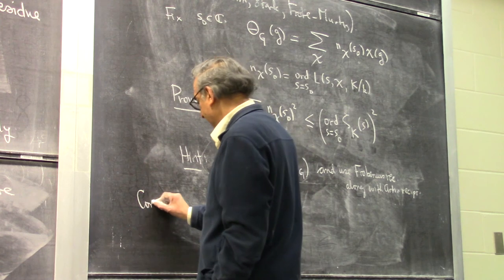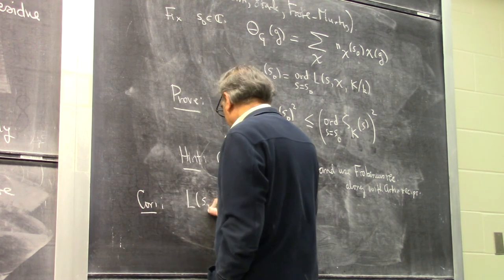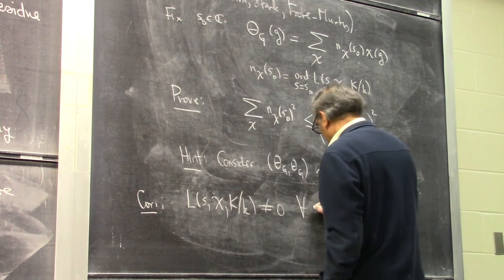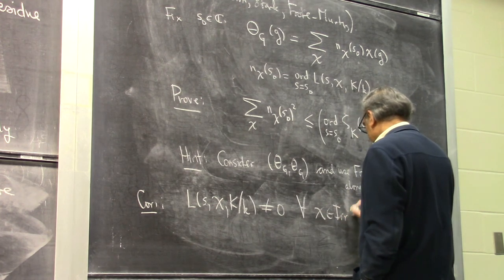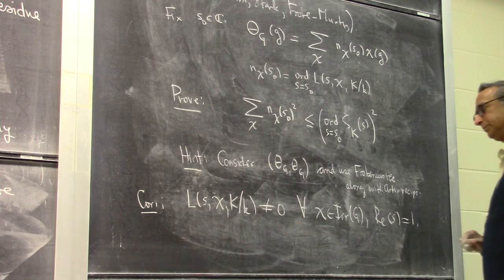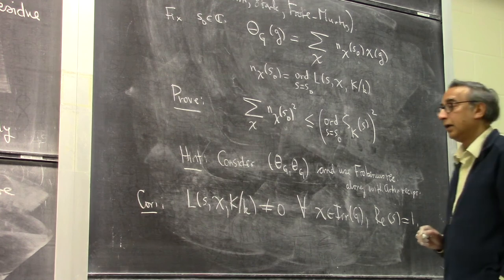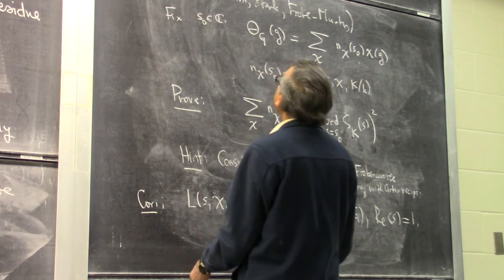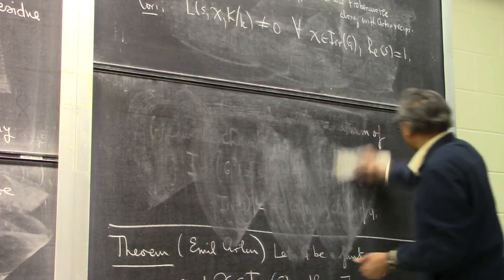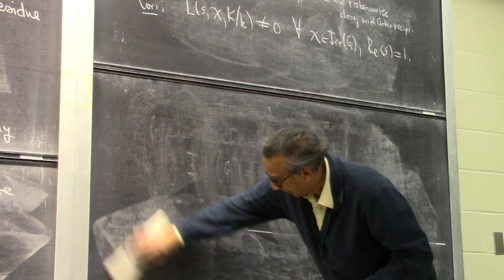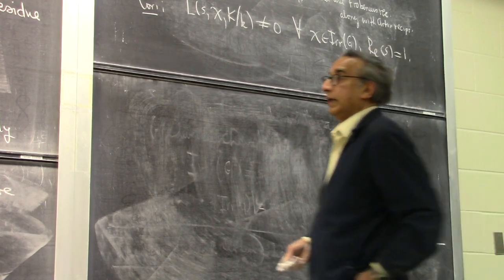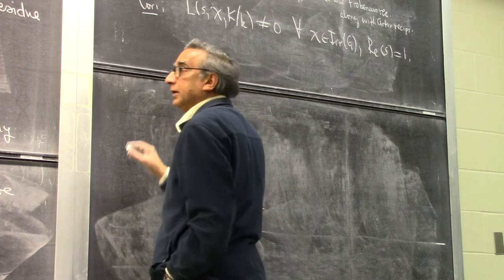So as a corollary of the exercise, L(s, chi), K over little k, is not equal to zero for all chi irreducible, and the real part of s equals one. Okay. So now, with this information in place, we want to look at.